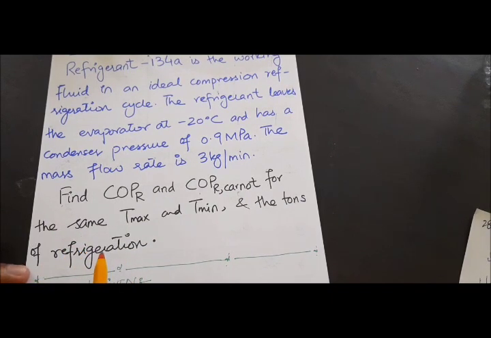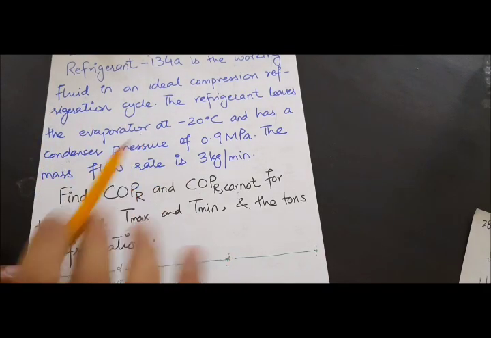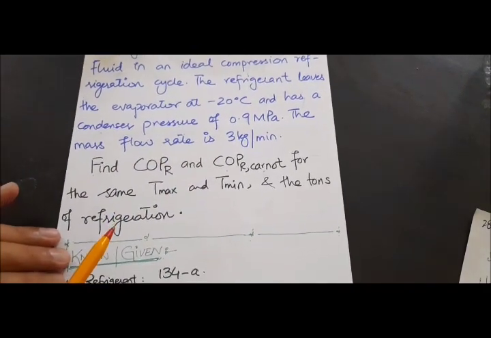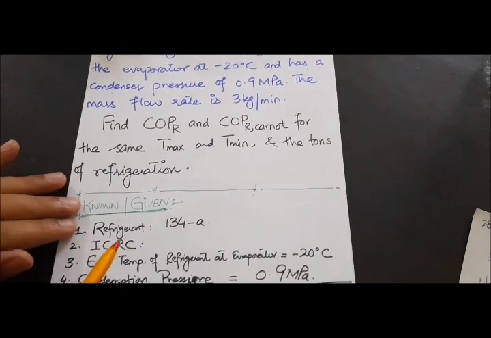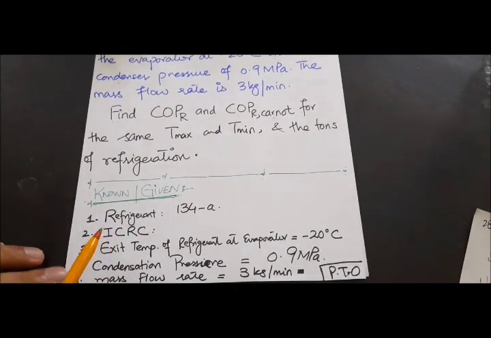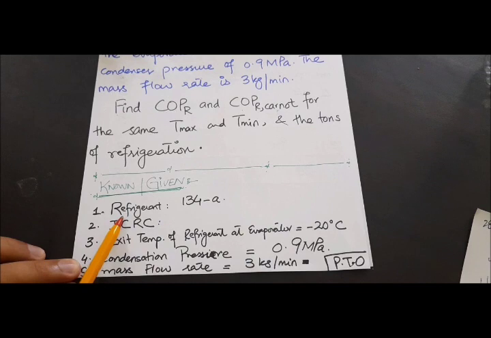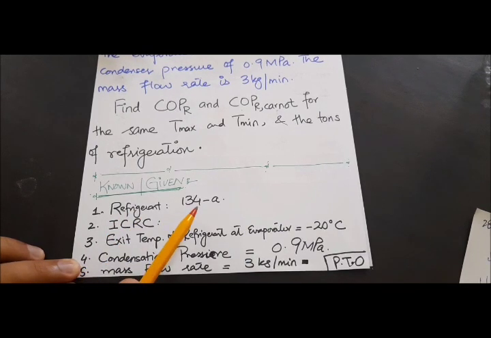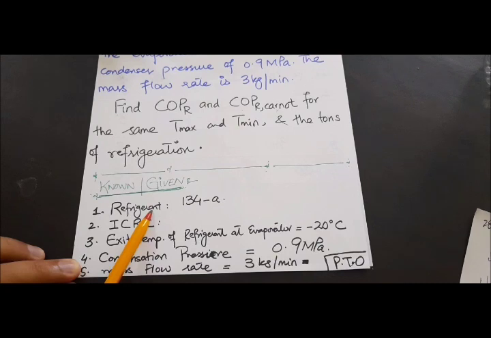Now what is given in this whole statement? So we are actually going to see the given data, or knowns. First it was refrigerant. We know that the refrigerant is 134A. It is given that the refrigerant is 134A.